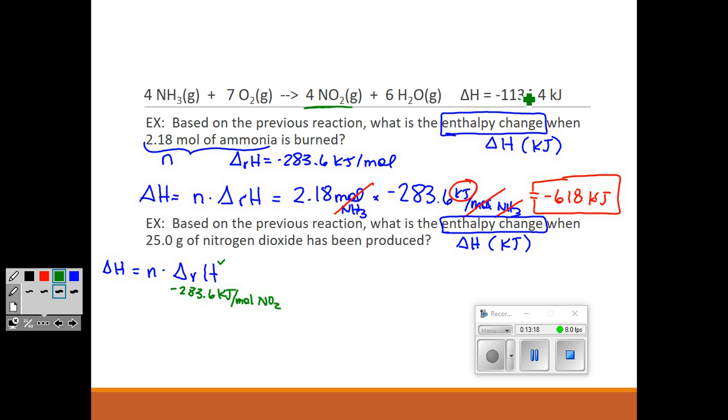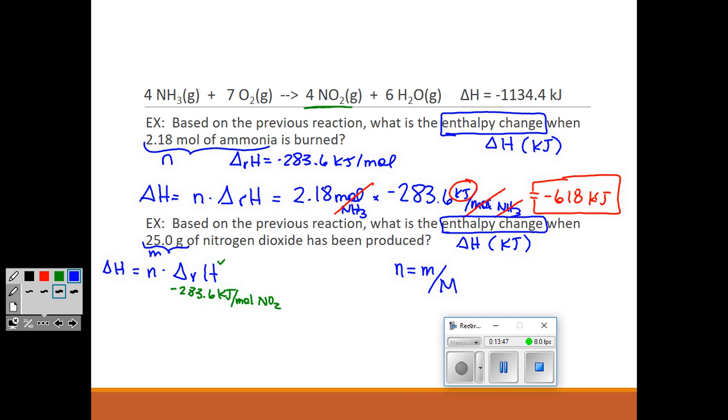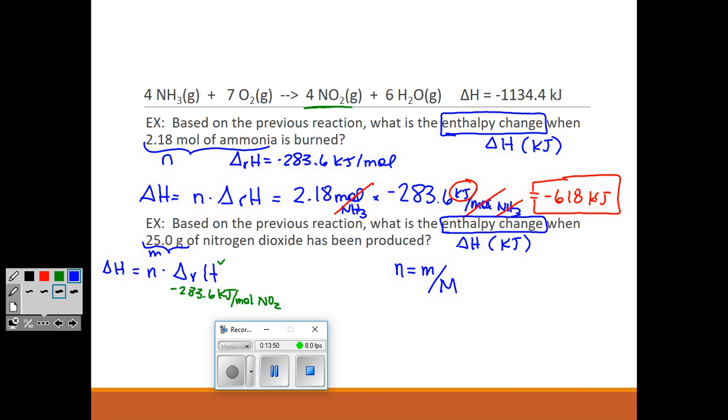Oh no, I don't know how many moles there are. I know what mass I have of nitrogen dioxide, but that's not the same. Does anyone remember how I can convert a mass into a number of moles? Maybe? It is. So I'm going to go on the side here and do a little calculation so I can figure out n, because I didn't know what it was, but I have enough information to figure it out.